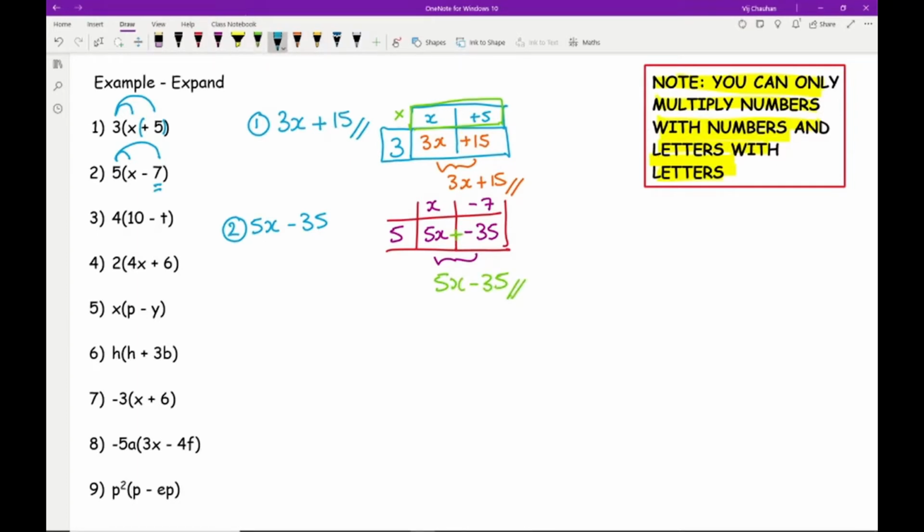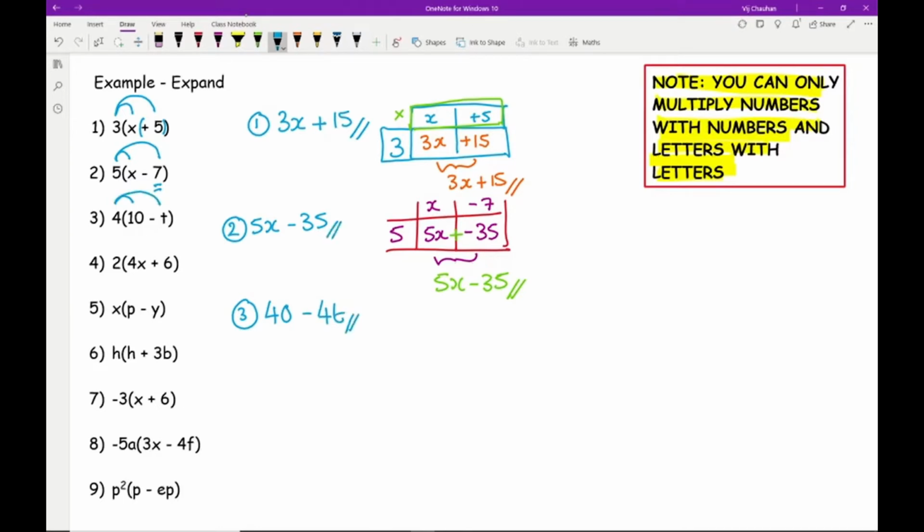Now for the rest of them, I'm going to probably just stick to the loop method just because it's a little bit easier. So in terms of number 3, again, it doesn't really matter whether you've got numbers at the start or letters at the start, it doesn't make a difference. We're still going to write it in the same order. So here I've got 4 times 10, which is 40, minus 4 times t, which is 4t, and there is my final answer.